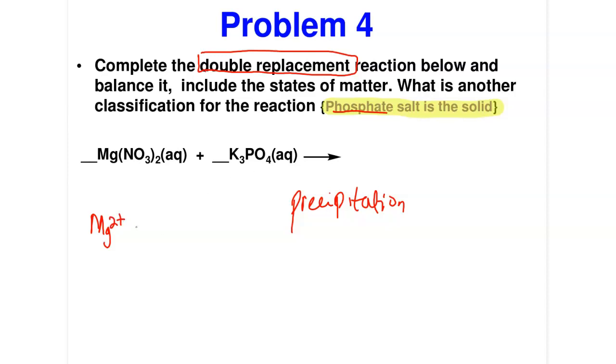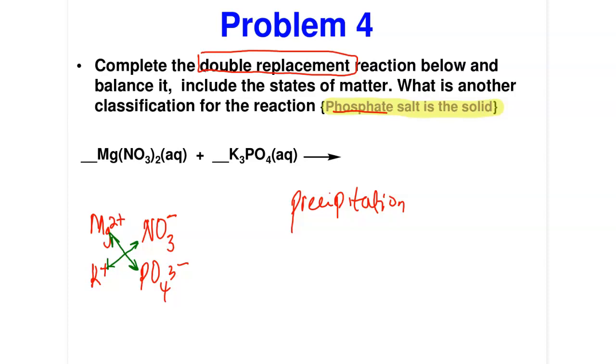And break this is nitrate ion. Nitrate is 1 minus. This one contains potassium, which is 1 plus in group 1, and phosphate is 3 minus. What is happening here? Let's see. The exchange now happens. Magnesium will now go and take this guy. These two will combine. These two will combine. So if magnesium goes to this guy, magnesium is 2 plus, this is 3 minus, they're going to exchange.